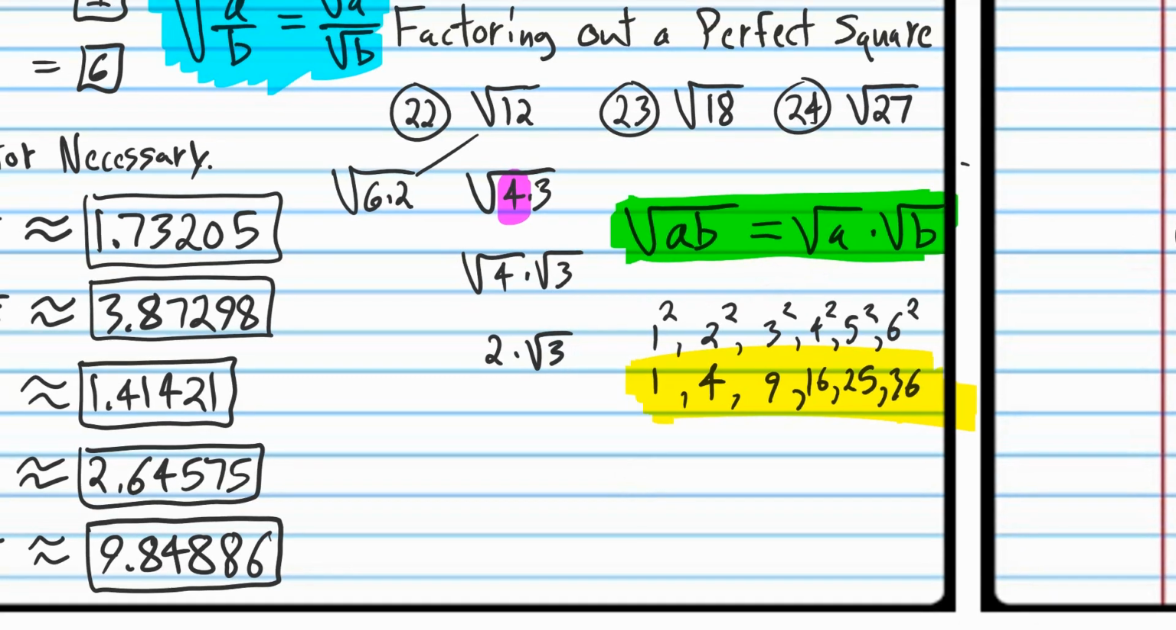Now, if I had tried to factor using 6 times 2, there is no perfect square. Neither 6 nor 2 is in this yellow list here, so we cannot pull out a perfect square if we factor it into 6 times 2. So just be aware: when you factor, you're looking for the perfect square. There may be more than one way to factor, but you want the perfect square. So we're not going to use this factorization.